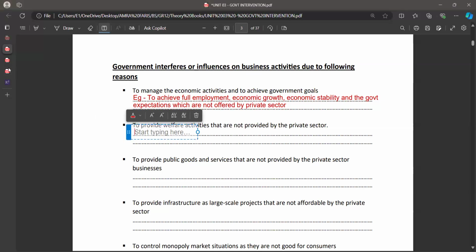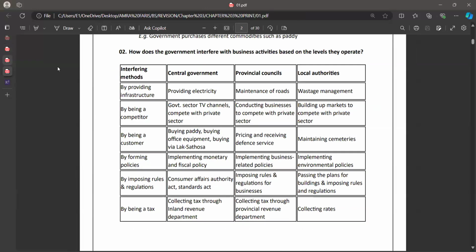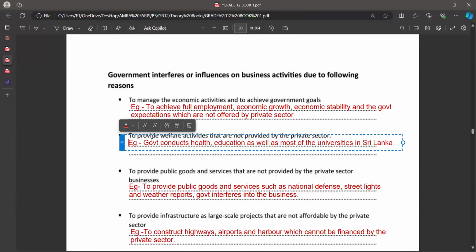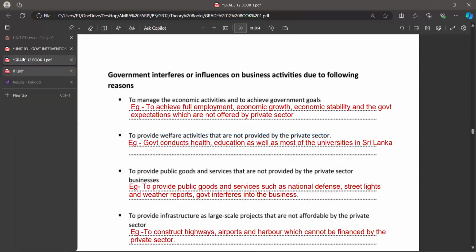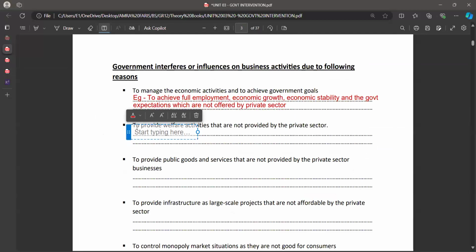Let me know, right? So to get those facilities which are not offered by the private sector, even though they offer it, actually they offer it for a price, for a charge, right? So government interferes for this reason, right? Write it down.